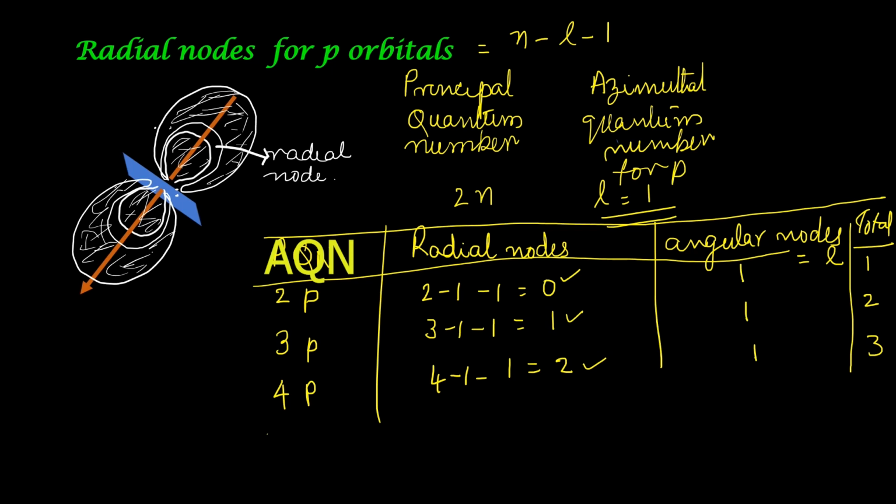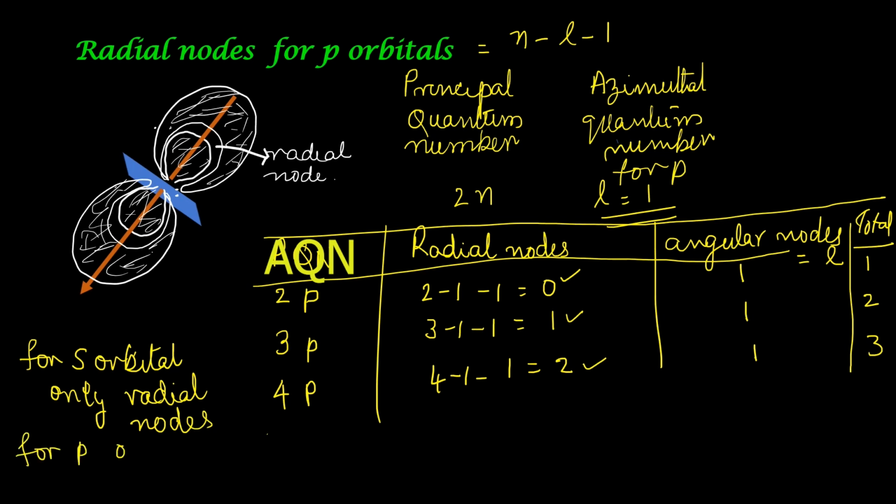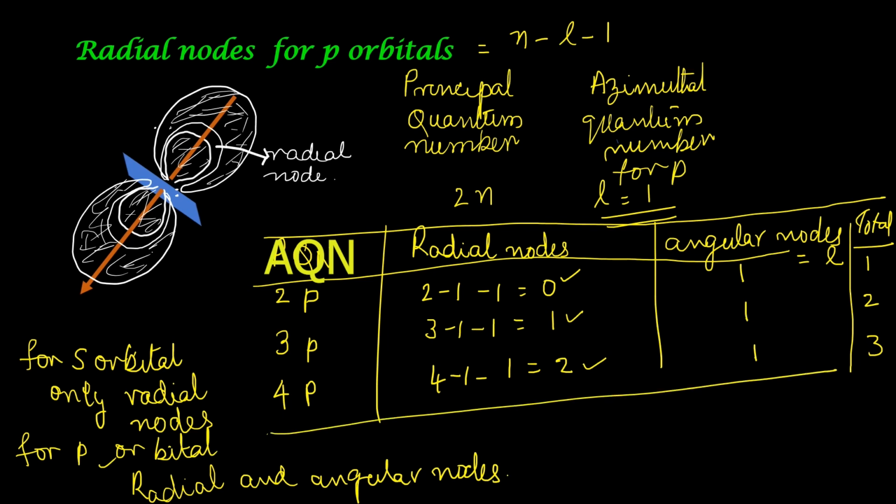So we have done up to 4p. So you can calculate the total number of nodes for any p orbital. You have to consider radial and angular nodes. For s orbital, there are only radial nodes. P orbital has radial as well as angular nodes. I hope these points are clear.